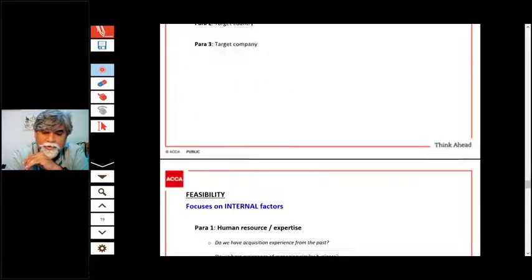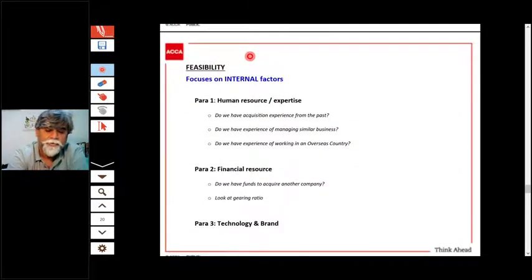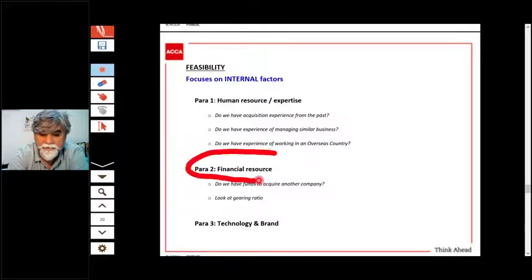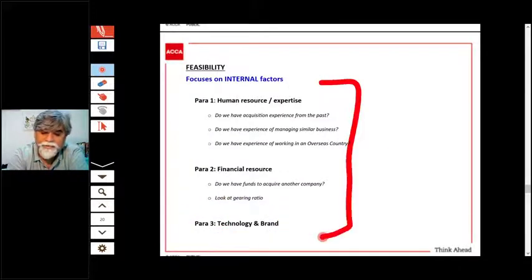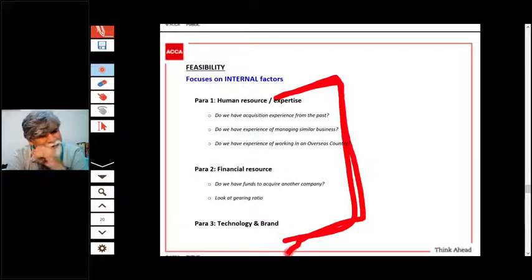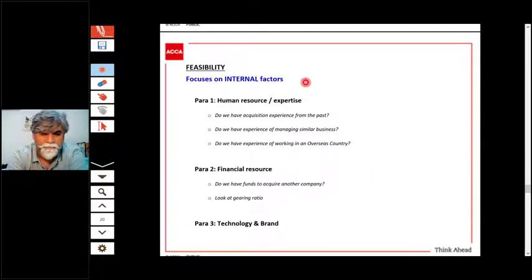Feasibility, we all know it talks about internal factors. So here, make sure that your first section talks about human resource, your second section talks about financial resource, and the third section talks about technology or brand. And again, all this will be given in your exhibits. Whatever is given, the pros, the cons, the good and the bad, the bold, beautiful and the ugly, just cover that in your answer.